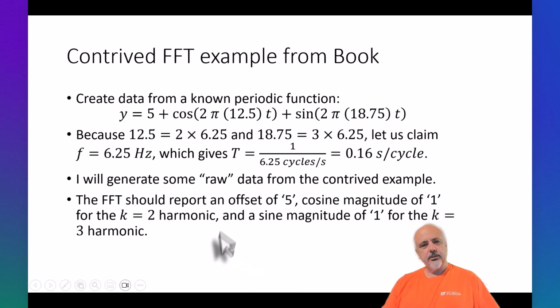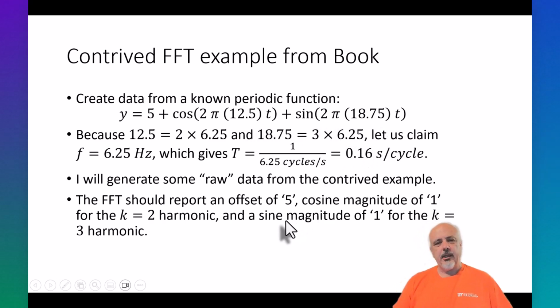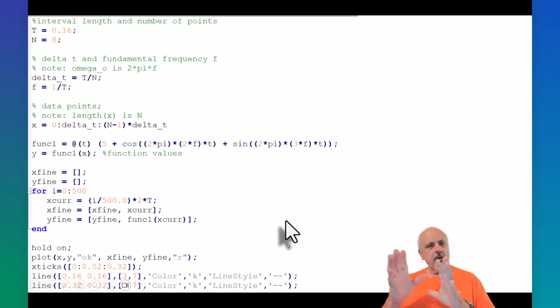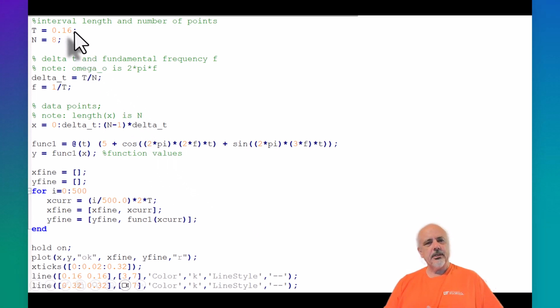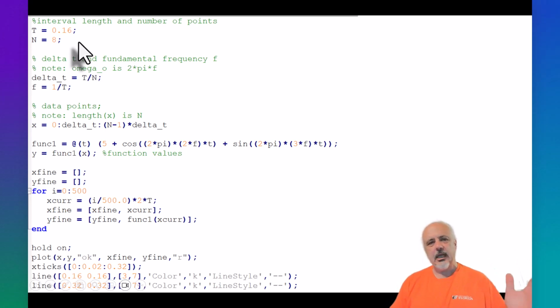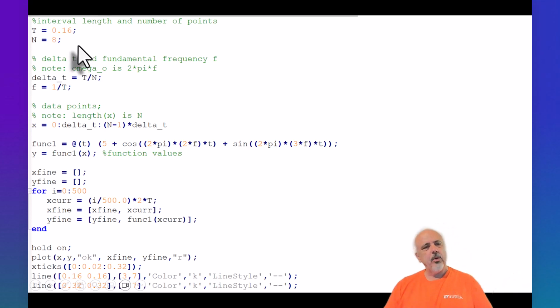So really, I should be getting an A for the second harmonic and a B for the third. So let's see what we get on this. I've set up some simple code here. I got my time period set at 0.16. Very coarse, eight data points. My delta t is going to be t over n. My fundamental frequency, 1 over t.